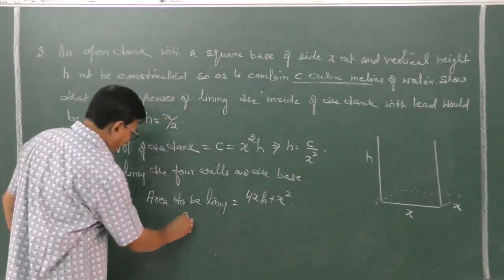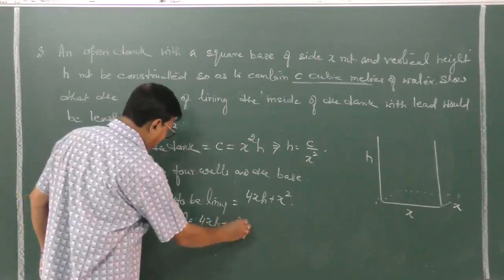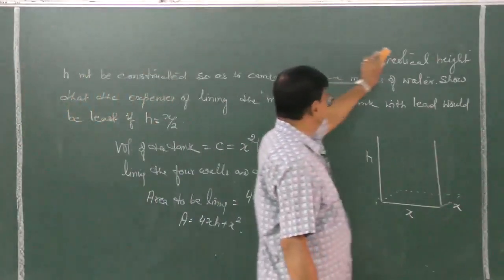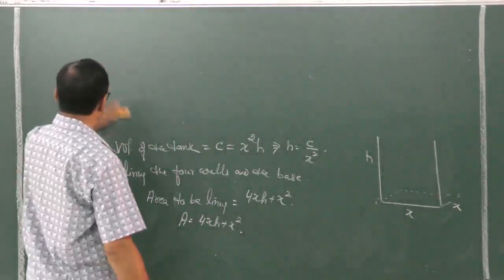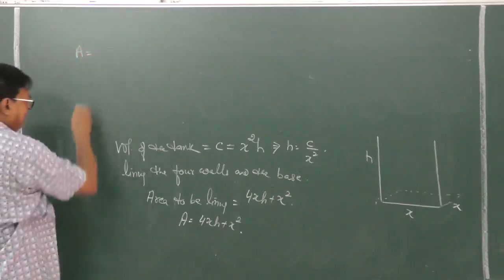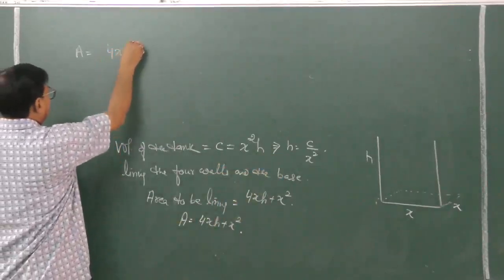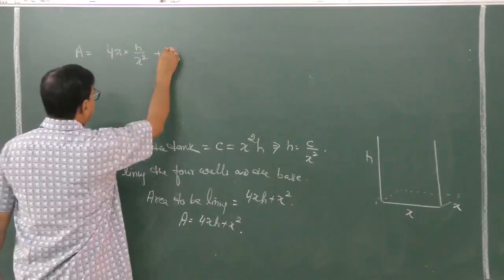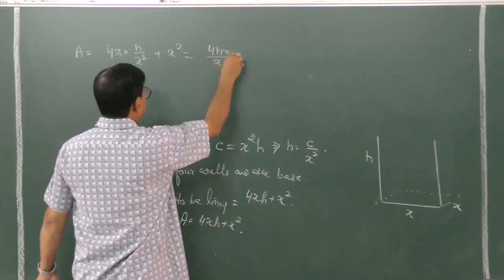So what we get is four X into H plus X square. I have already got H in terms of X. So area is, I'm changing H in terms of X here. So 4X into C by X square plus X square. So this is 4C by X plus X square.